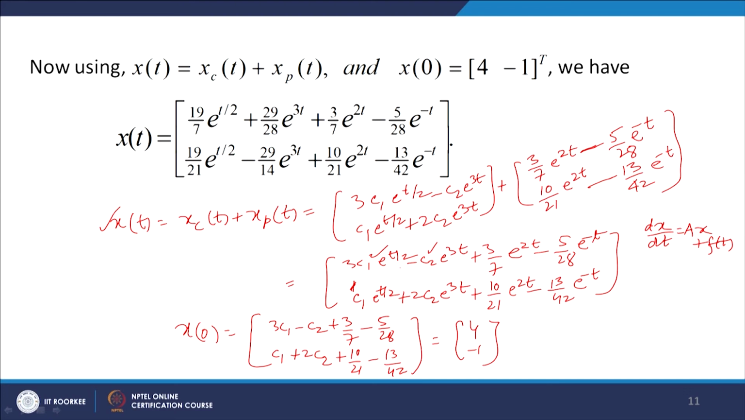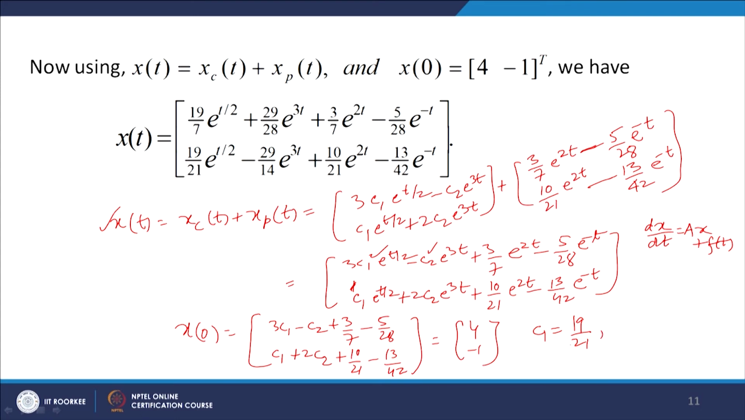So x(t) is equal to 19/7 e^(t/2). You can see here the coefficient of e^(t/2) is 19/7. That means 3c1 equals 19/7. So c1 will come out to be 19/21 when you find c1.